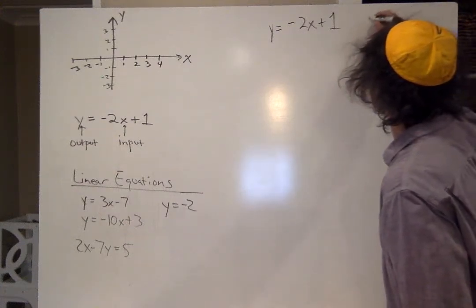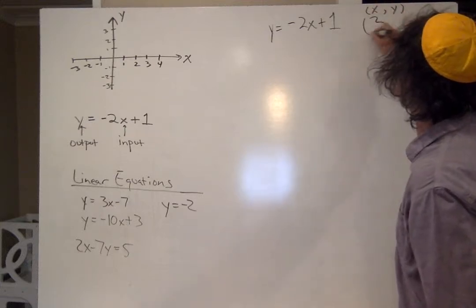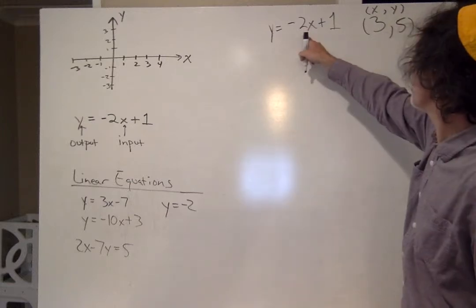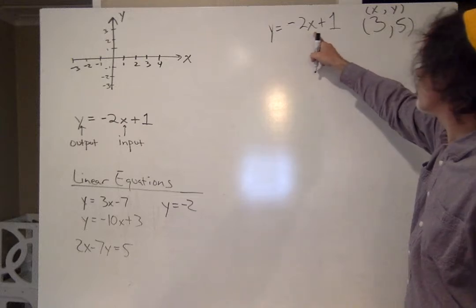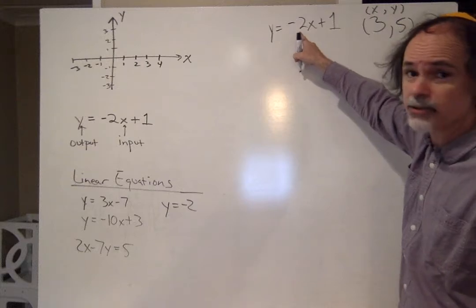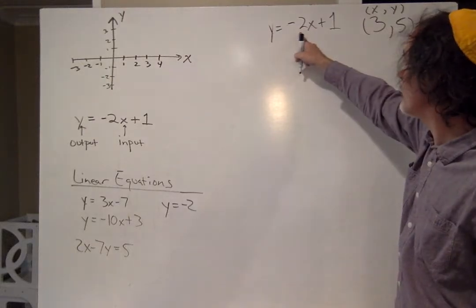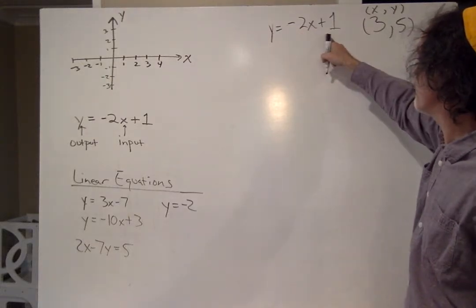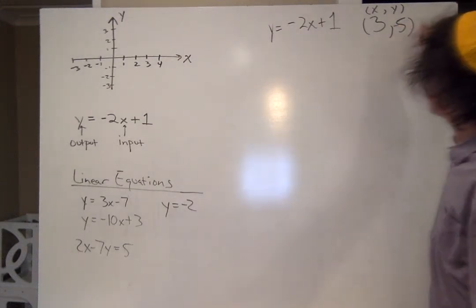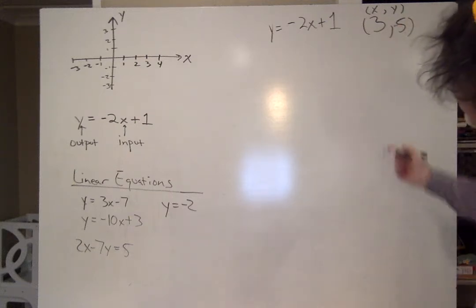Good, 3. If x is 3, Solana, then what will y be? Yes, exactly right. If x is 3, 3 times, order of operations says multiply the negative 2 first. So this is exactly what Solana just did in her head. 3 times negative 2 is negative 6 plus 1 is -5. Oh, yeah, you're right. She said -5. I just forgot to write it. 3 comma -5. Let's plot that point.